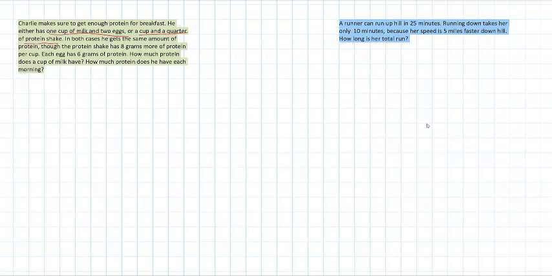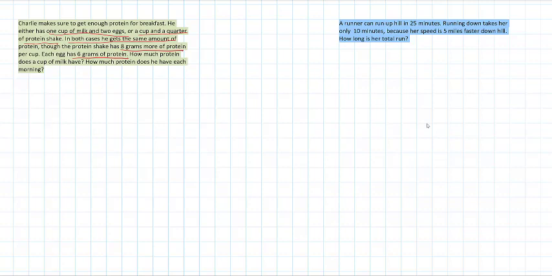Okay, so he has 2 different kinds of breakfasts. In both cases, he gets the same amount of protein, though the protein shake has 8 grams more of protein per cup. Each egg has 6 grams of protein, so let's underline that. 8 grams more and 6 grams. How much protein does a cup of milk have, and how much protein does he have each morning?